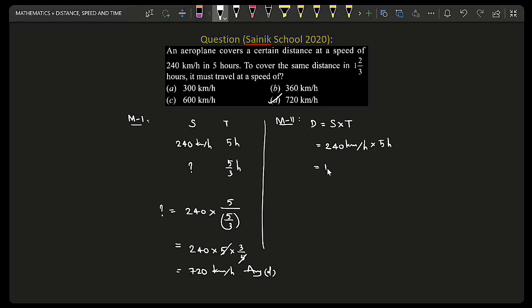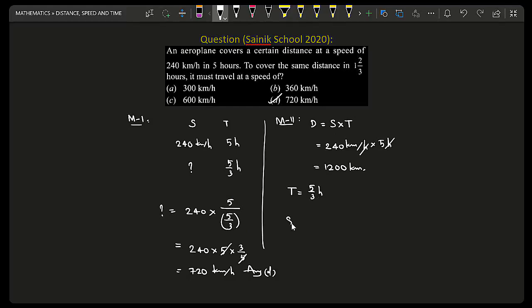1200. And what happens to the units? Kilometer per hour into hour: the hour in the denominator gets cancelled, right? So the units are kilometers. The distance is 1200 kilometers. And for the second case also, the distance is not changing. We have the same distance and the time is given as 1 2 by 3 hours. We can write 5 by 3 hours.